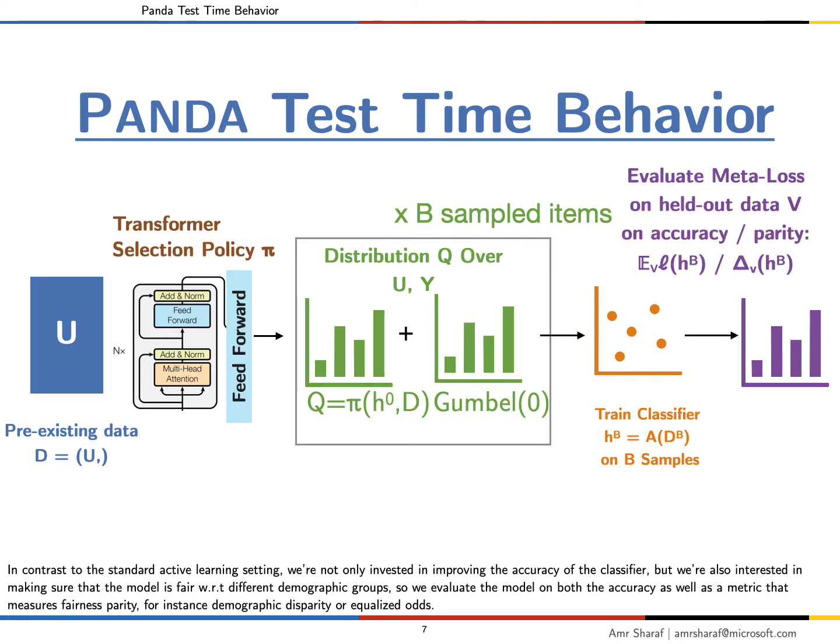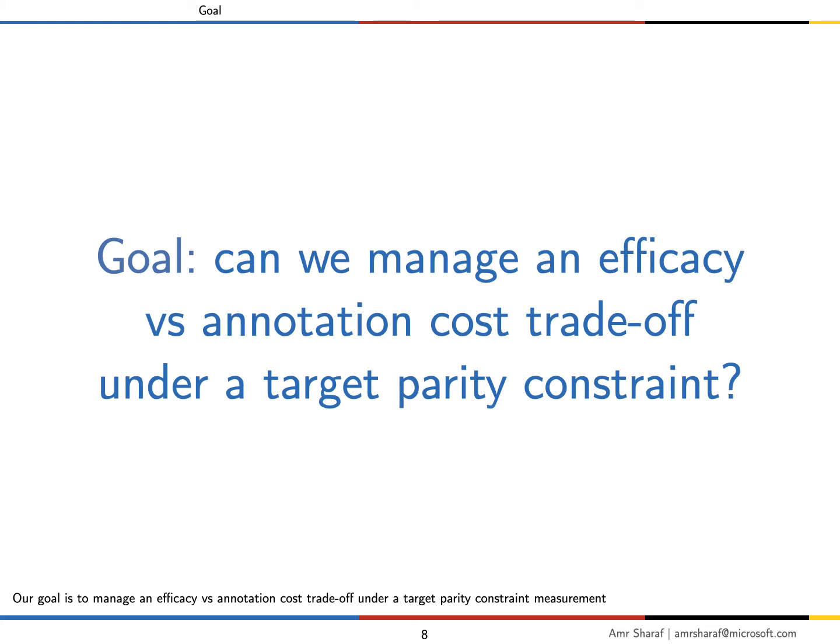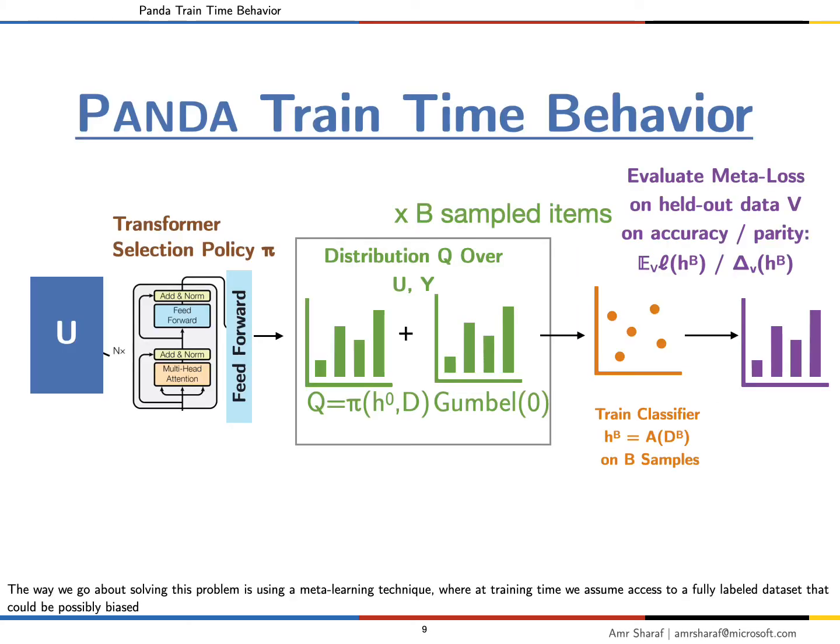In contrast to the standard active learning setting, we are not only interested in improving the accuracy of the classifier, but we are also interested in making sure that the model is fair with respect to different demographic groups. So we evaluate the model on both the accuracy as well as a metric that measures fairness parity, something like demographic disparity or equalized odds. So our goal is to manage an efficacy versus annotation cost trade-off under a target parity constraint measurement.